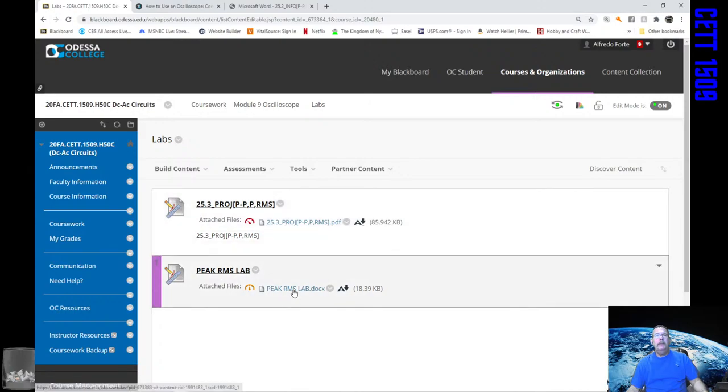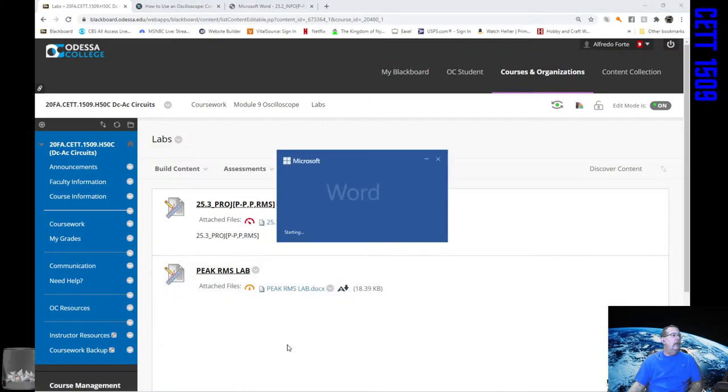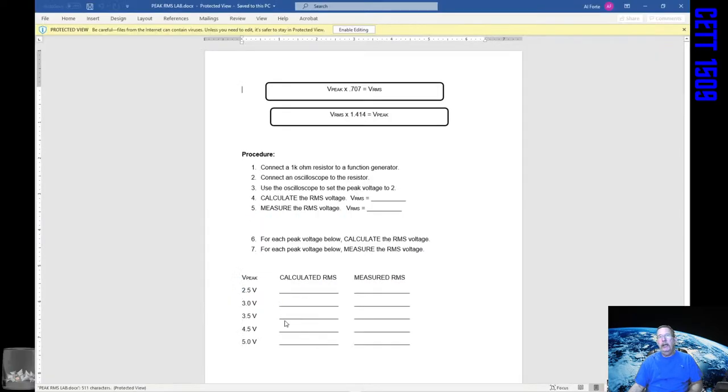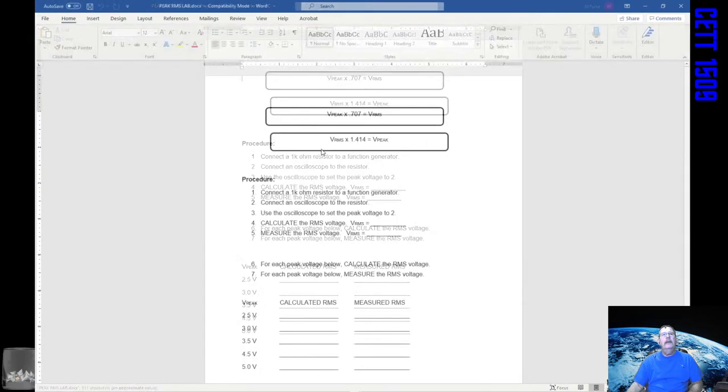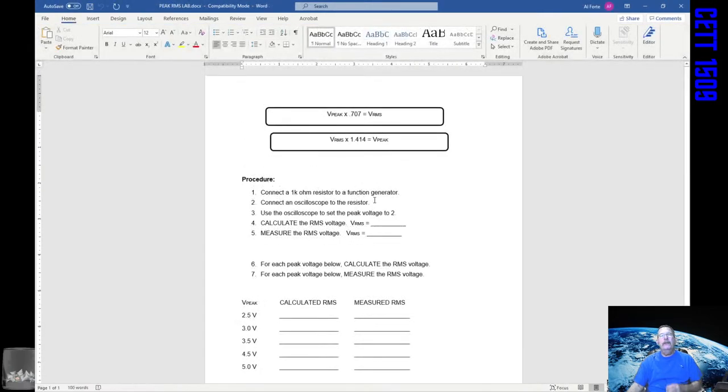There's a Peak RMS lab where we might have to convert this over, where we basically connect a 1K ohm resistor to a function generator. We'll talk about a function generator too. It's just a little box that gives you different frequencies. I'll show this in class since I'll have one there. In fact, I'll go over the oscilloscope also in class.